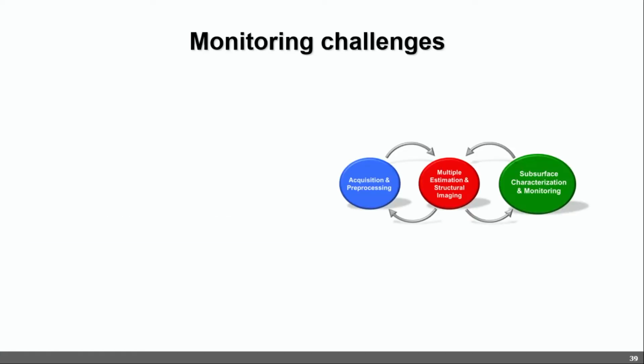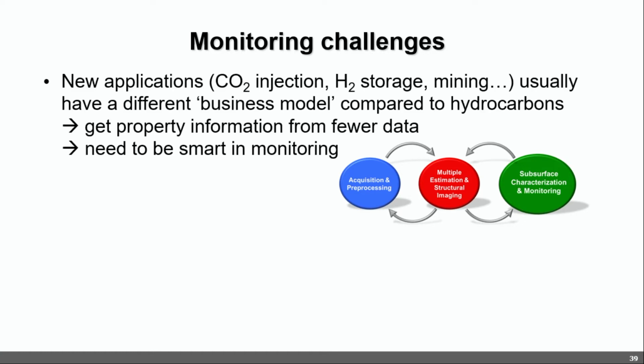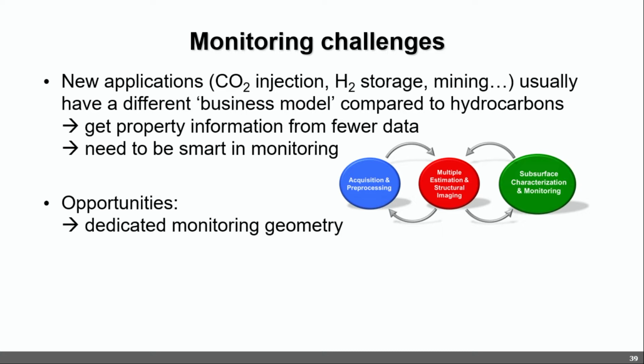So that means that we have challenges that we would like to face, and especially in this new application area, like CO2, like hydrogen, the business model, as we call it, is quite different compared to the hydrocarbon industry, the oil and gas extraction. So it has to be done more cheaply. You have to get more information from less data. That's one of the drivers. So you have to be sure that you do a very dedicated design of your geometry in combination with high quality imaging algorithms. And that's the task.